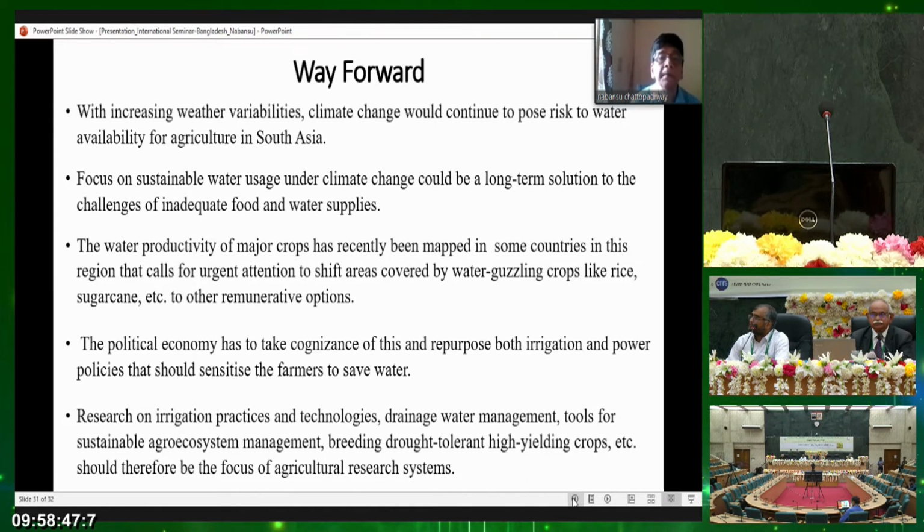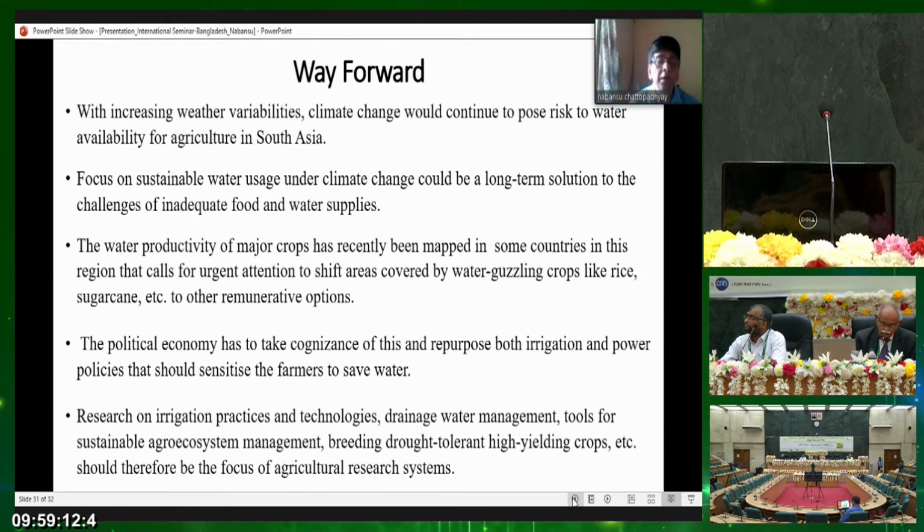discussed in this international seminar. So first and foremost, this is a serious issue. Then second, for making this into sustainable water use, we should have long-term planning so that we can face these challenges of inadequate water or food supply.